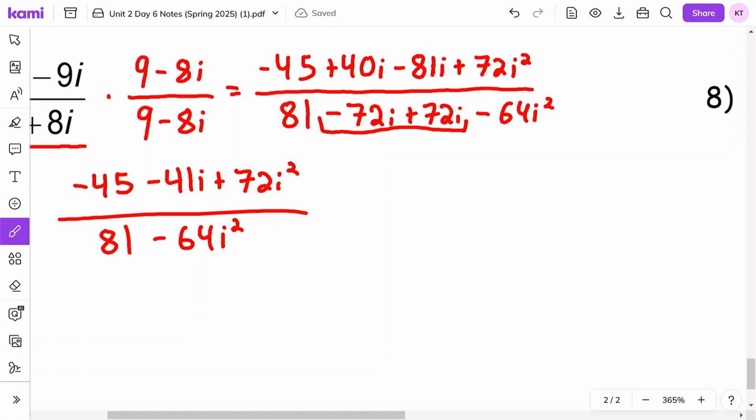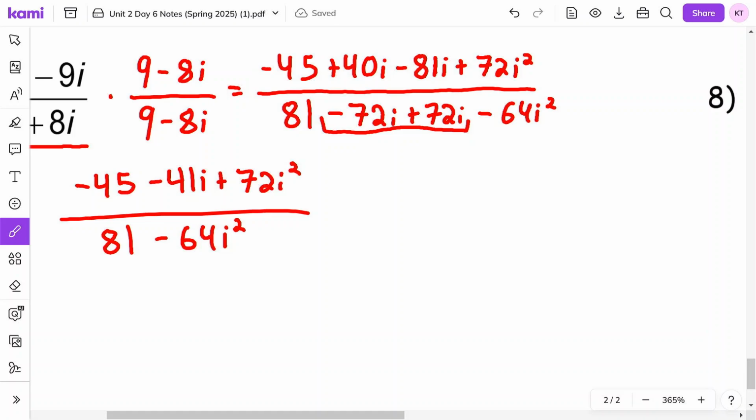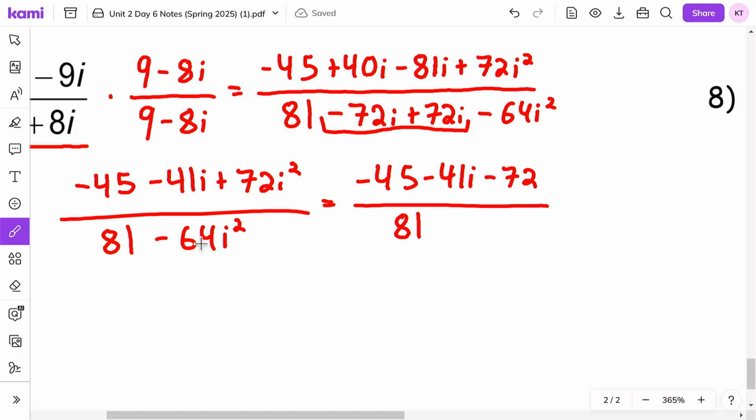Now I'm going to go ahead and simplify my i terms, or my i powers. So that will be negative 45 minus 41i, and then 72 times i squared will give me negative 72. And then on my denominator, 81, and I'll have 64 times i squared, which will be the same thing as negative 64 times negative 1, which will be plus 64.